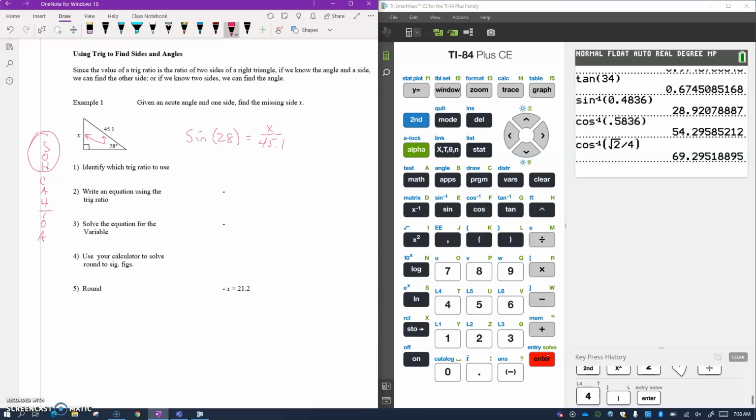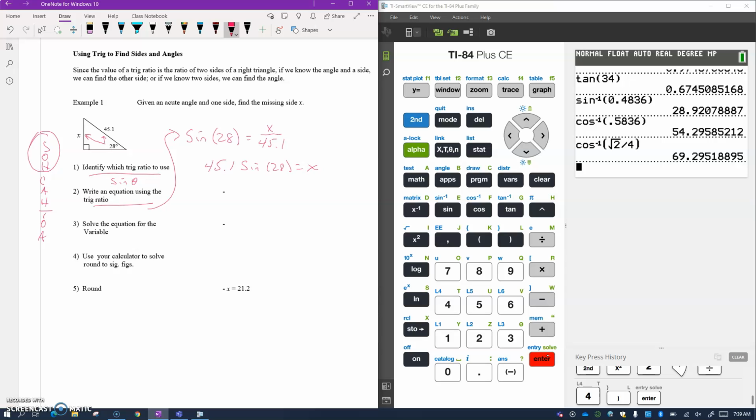All right, so the first thing I do is I identify what trig ratio, then I set up my equation. So we identify sine theta, and then we set up the ratio. Now, from here we want to solve this algebraically. And we're going to solve this before we compute what sine 28 is. So I'm going to multiply both sides by 45.1. So I'm at 45.1 sine 28 equals x. All right. At this point, we can go to the calculator.